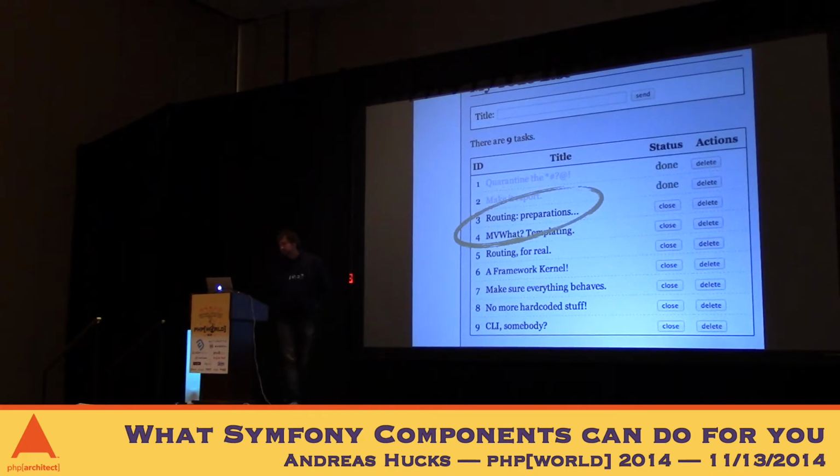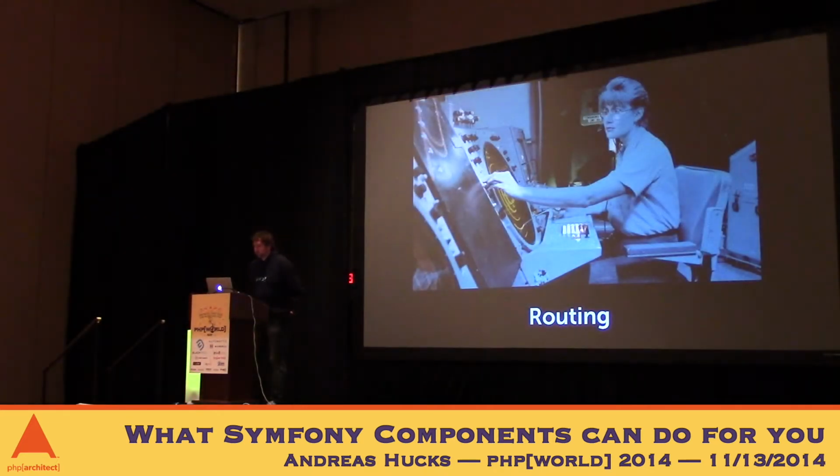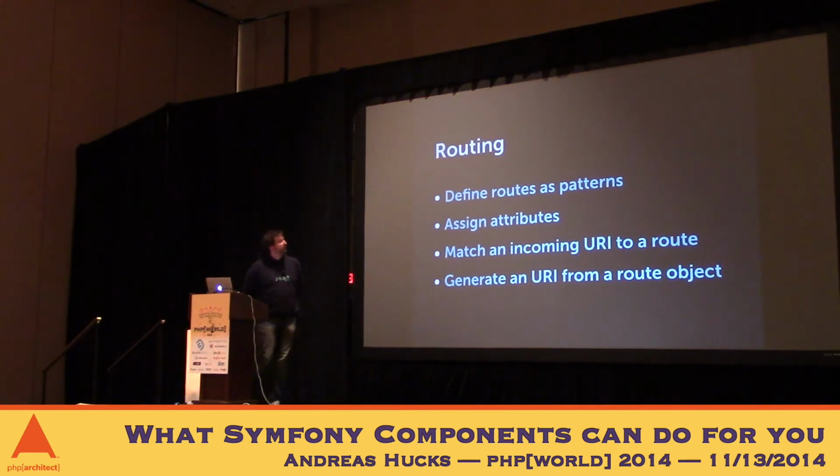So next step is routing. Actually, for the routing, I've split the routing chapter into 2 parts because there are several steps involved. And the first part for routing is what we want to do is we want to define routes as patterns. We want to be able to assign attributes to it, like which controller corresponds to what route. And we want to match an incoming URI to a route. So the router should look at that URI and come up with either a route or an exception. And the other way around, we want to be able to generate a URI from a route object.